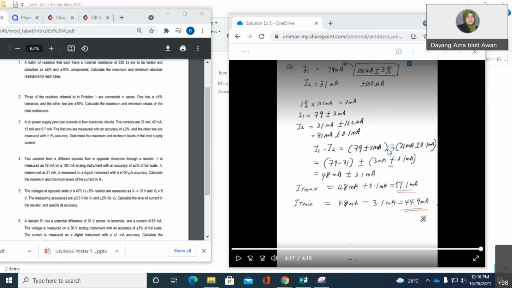So sometimes we make mistakes, we just go directly. If the question said that I1 is measured as 79 milliamp with accuracy of plus minus 3%, then you can get it directly like this. But since the question is asking 79 milliamp on a 100 milliamp, you need to have 3% of full scale. The analog instrument needs to be included in your calculation also. Okay, so please remember.